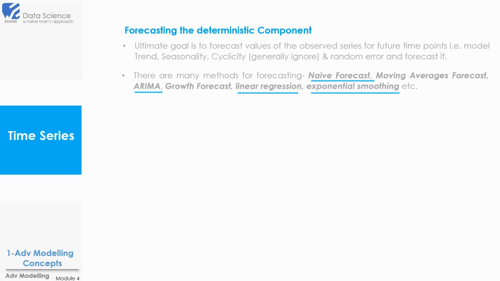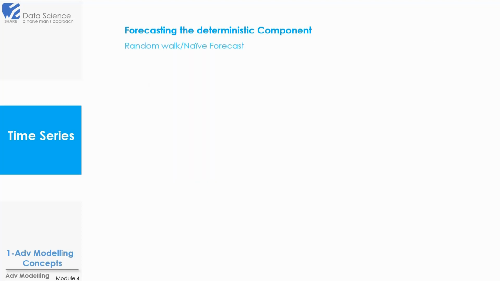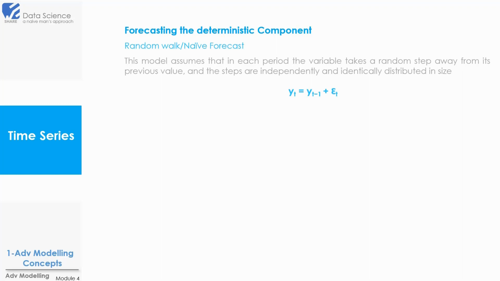Now naive forecasting is also known as random walk. This model assumes that in each period, the variable takes a random step away from its previous value, and these steps are independently and identically distributed in size. The formula for random walk is shown here.